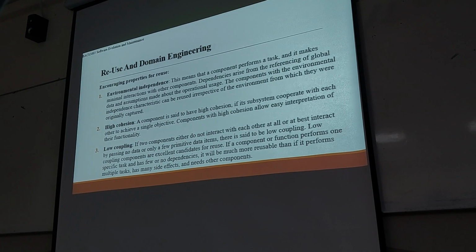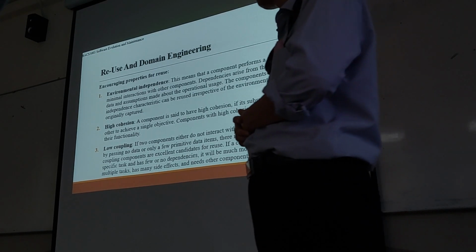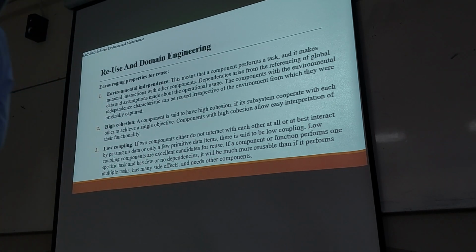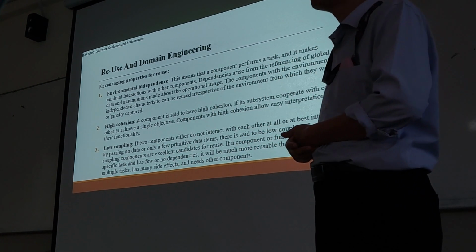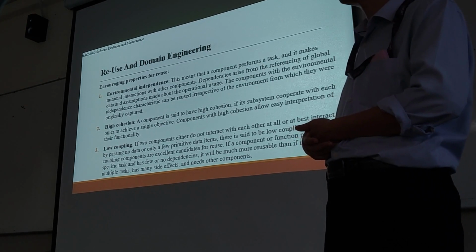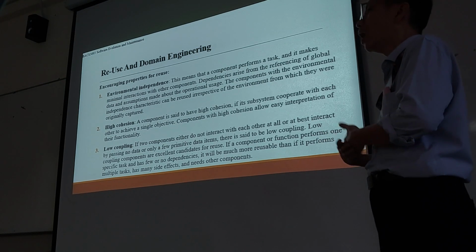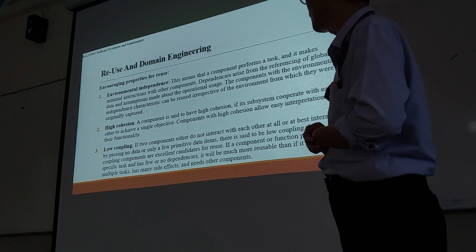When we want to reuse certain artifacts or certain items, then this item must have certain attributes or characteristics that make this item reusable. We can consider it. So the first characteristic is environment independent. This item or component will not have a very strong dependency on other components or items, or even on the platform that it is working on. Understand?